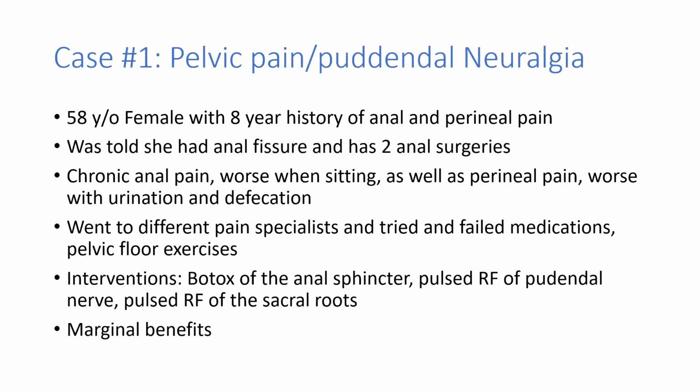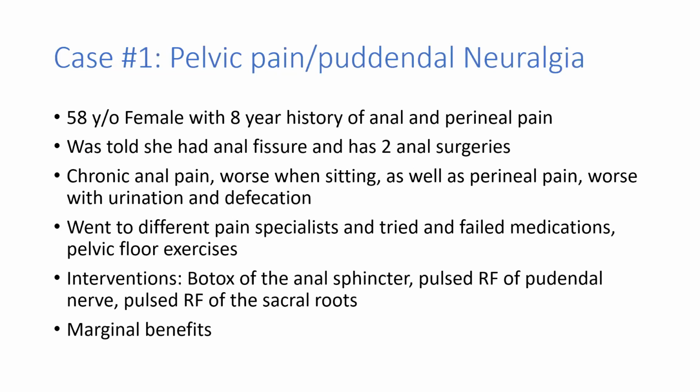So I'm going to talk about it quickly because we're running out of time. Case 1 is a true case that came to me from a different country for pelvic pain, pudendal neuralgia. She's a 58-year-old with an 8-year history of anal and perineal pain. She was told she had an anal fissure. She had 2 anal surgeries. The pain got worse when she sits for a long time. She also has perineal pain, and difficulty with urination and defecation.